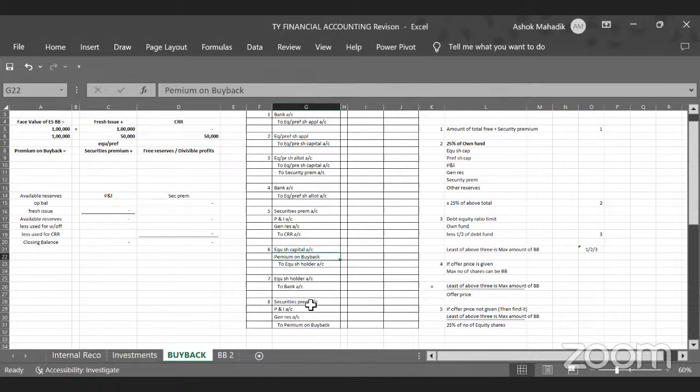And that POBB, premium on buyback, is a loss, and we have to write it off. While writing off, you can use security premium. If it is less, you can use P&L and general reserve. So whatever reserves you use will be debited to premium on buyback. Is this clear, student? These are basic entries.